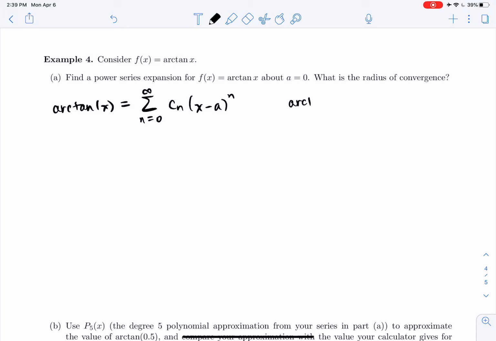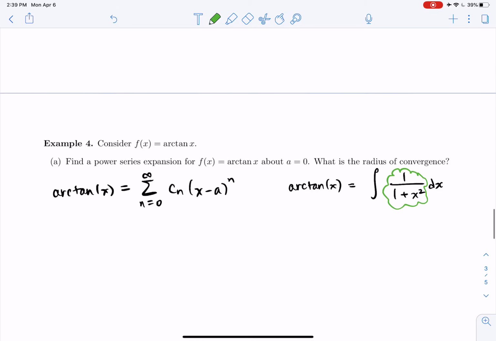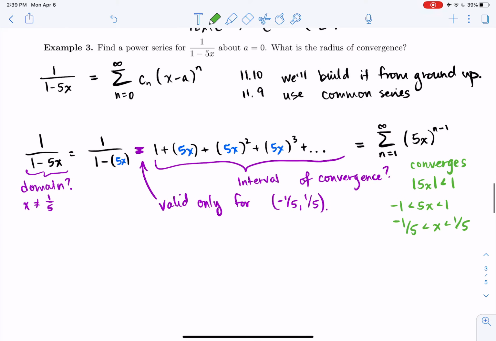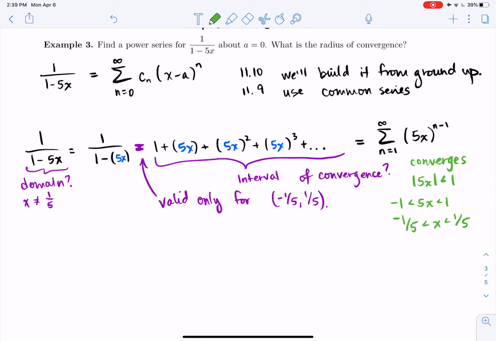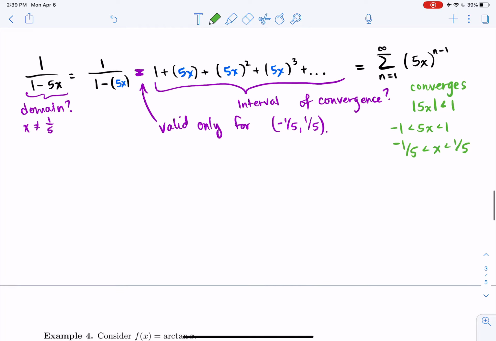And here's what I know about arctan. I know that it is the antiderivative of this lovely function, 1 over 1 plus x squared dx. Because it's an antiderivative of 1 over 1 plus x squared, and 1 over 1 plus x squared is close enough to one of our common power series functions, we're essentially going to do what we did here in example 3. In fact, I kind of wish example 3 were just 1 over 1 plus x squared, but we're going to do exactly this idea.